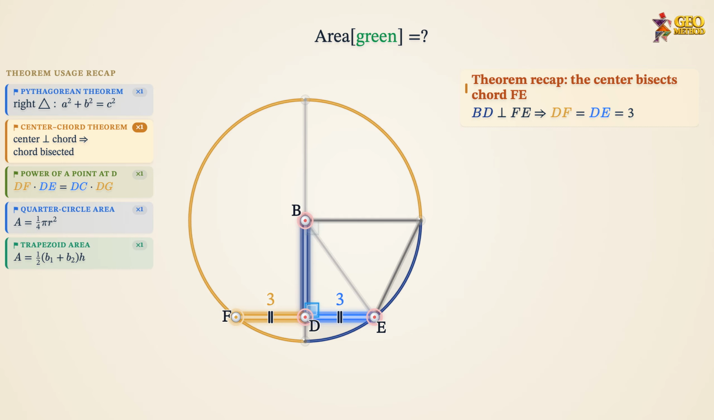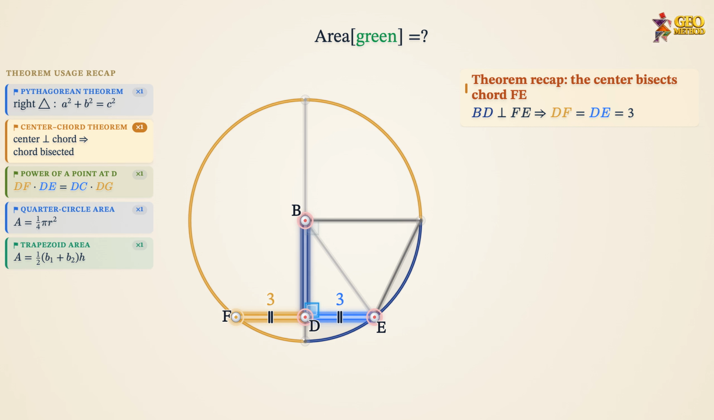Next, the center chord theorem was used once. Because segment BD is perpendicular to chord FE and starts at the center B, it bisects that chord. The theorem turned the given segment DE equals 3 into the new length segment DF equals 3.